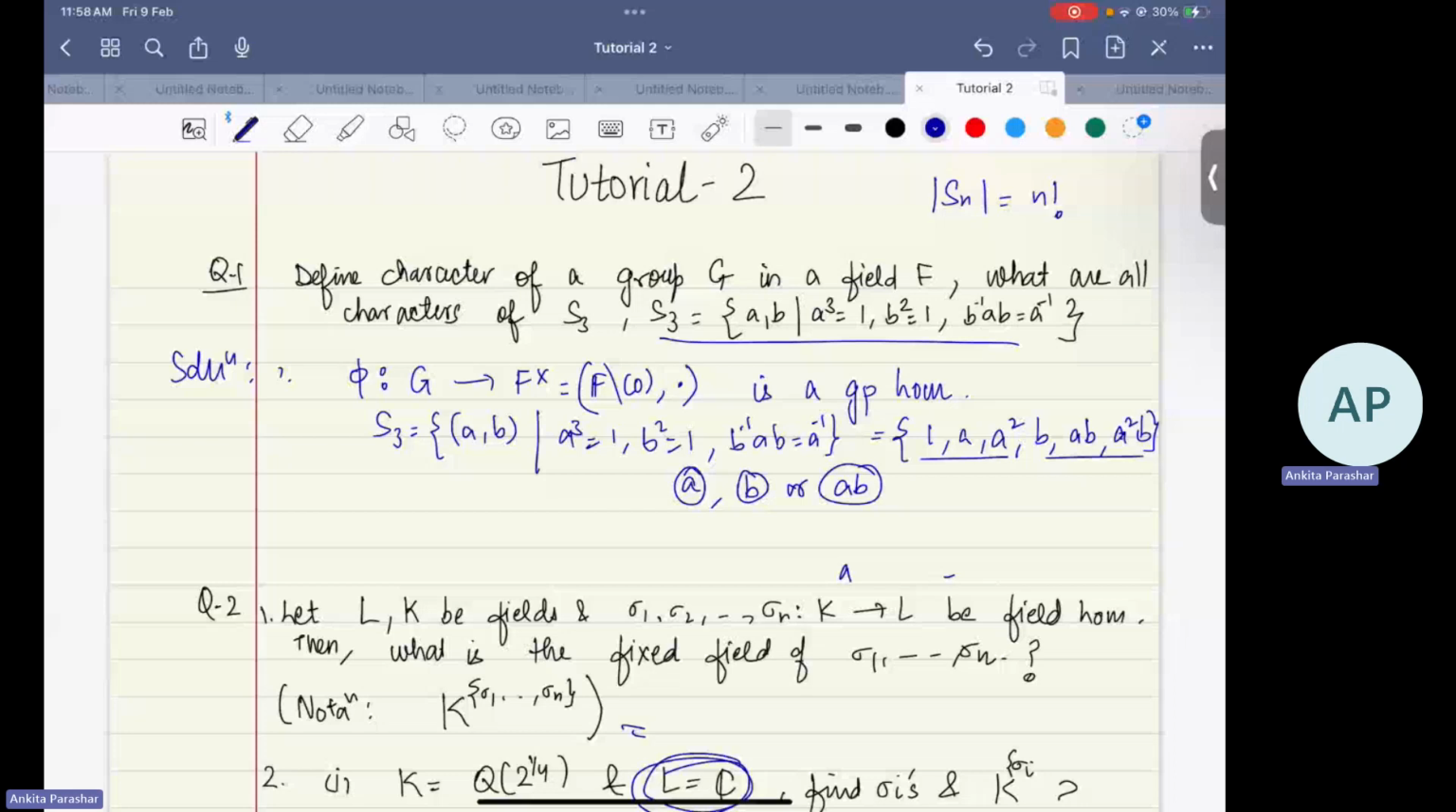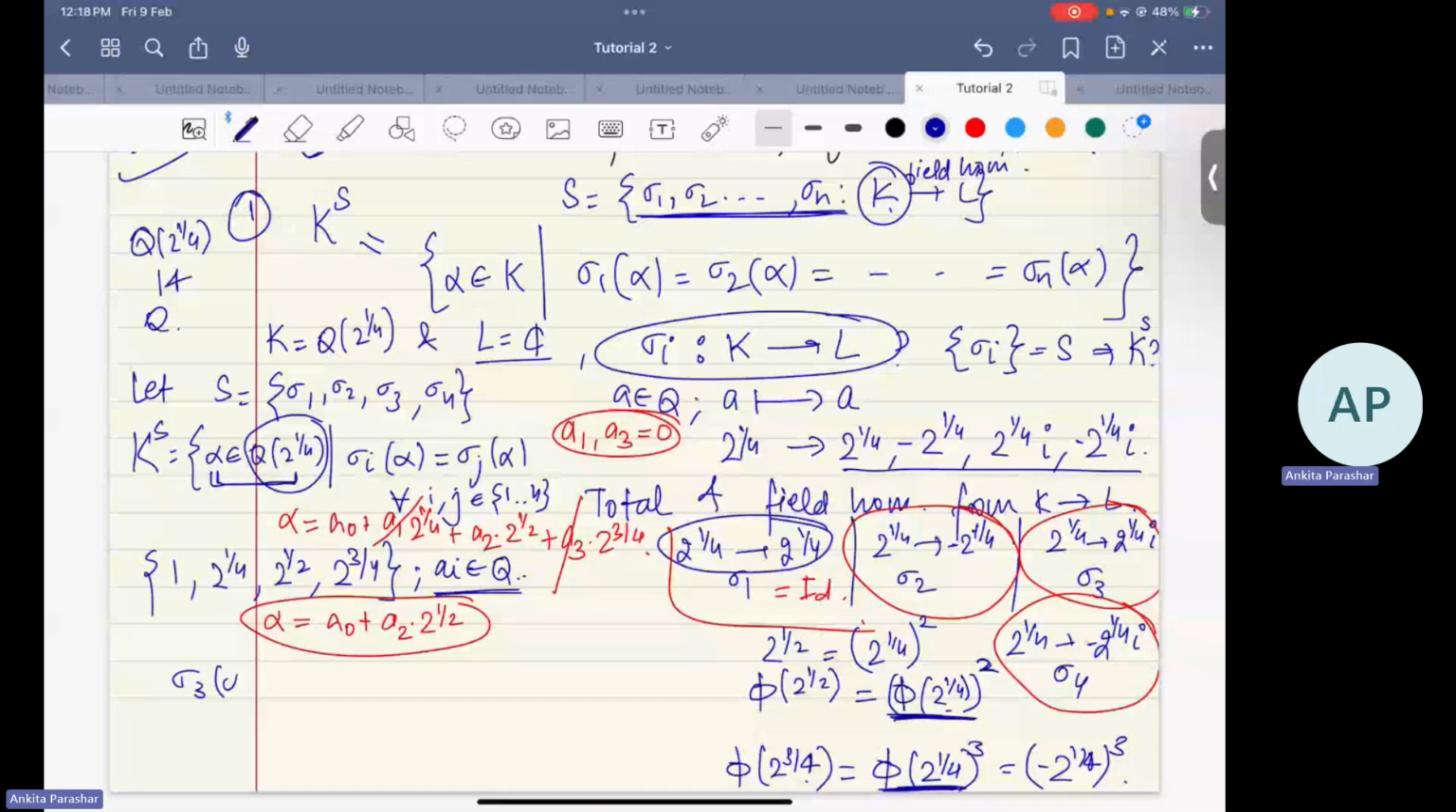Now, this was just by sigma 2. Let's see what sigma 3 does. Sigma 3 of alpha should be the same as sigma 1 of alpha. Sigma 1 alpha will keep this as it is. Sigma 3 will use my 2 power 1 by 2. Right? So sigma 3 of A0 plus A2 times 2 power 1 by 2 should be like this. What are those elements for which sigma 3 keeps this constant?